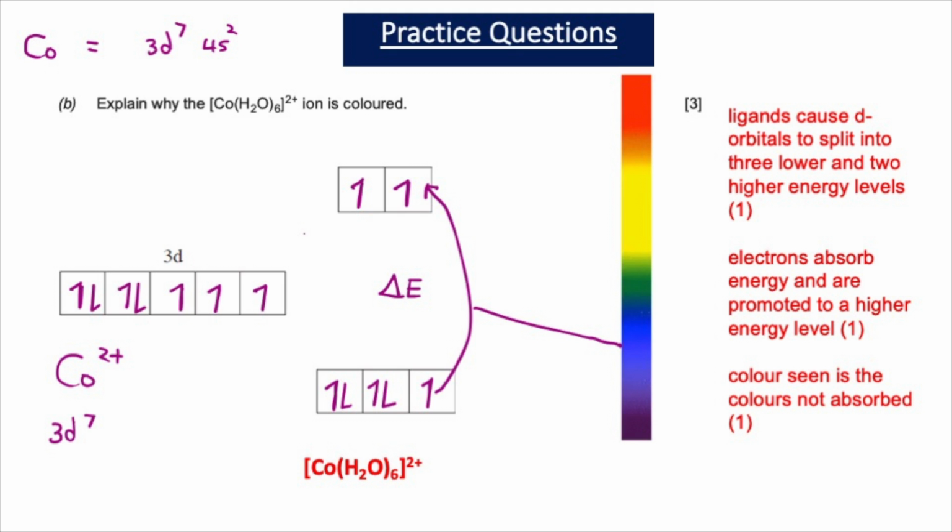So to get these marks, you need to talk about the ligands causing d orbitals to split into 3 lower and 2 higher energy levels. You get the second mark if you said that electrons absorb energy and are promoted to a higher energy level. So by absorbing light, the electrons get promoted to higher energy levels. And then you get the third mark for the idea that the colour seen is the colours not absorbed. So the reason that it's pink or red in colour is it's absorbing blue light from the blue end of the spectrum, and it's reflecting red or pink.